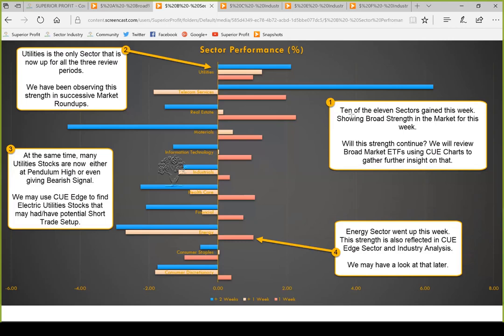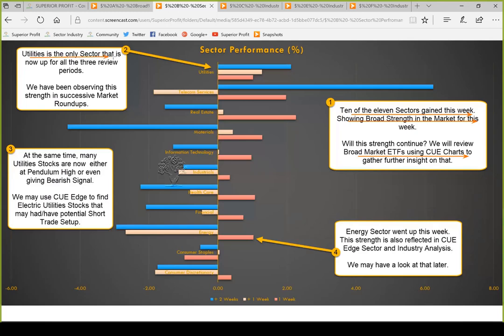This week, we see that 10 of the 11 sectors gained, apparently showing broad strength in the market. However, we already saw that the broad market ETFs only managed to go to the value area, and SPY, QQQ, and DIA, their weekly candle color remained bearish. So there is a mixed signal. At best, we can again say that the market strength is neutral, neither bullish nor bearish.